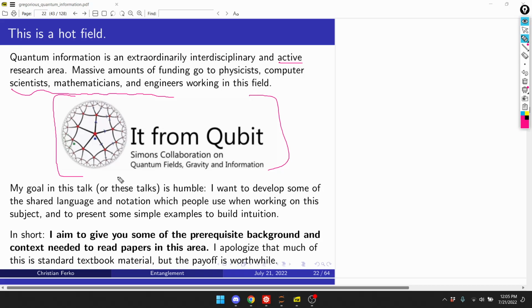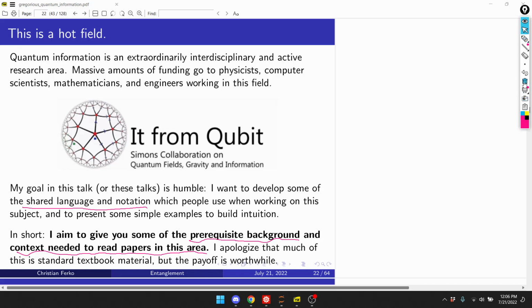And the goal of this talk, or this series of talks, is to start to develop some of the language and notation that people use when working in this area. My hope is to give you some of the background and the context to read papers in this area. So it'll be a bit of a slog. There's a lot of textbook material that, if you haven't seen before, I have to work through, but I think the payoff will be worthwhile.